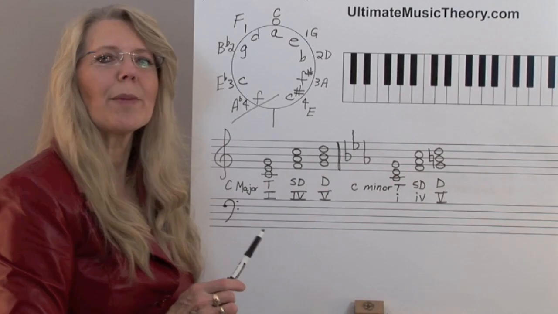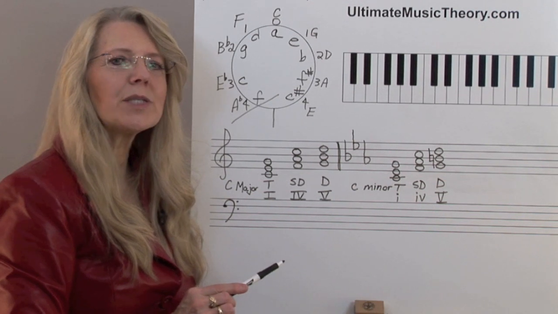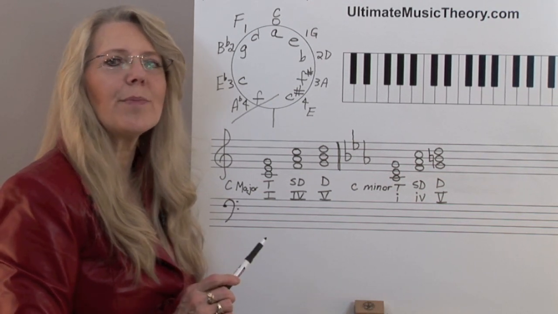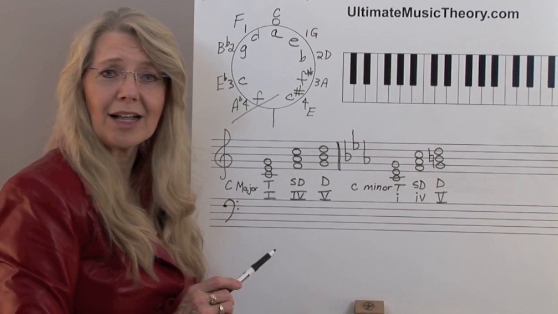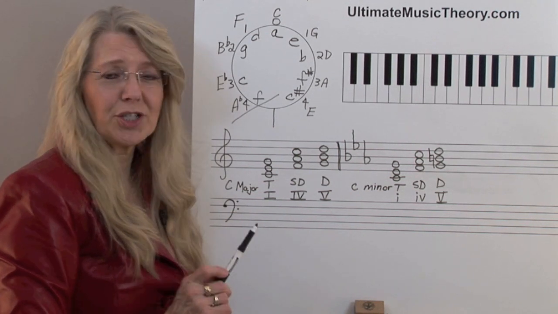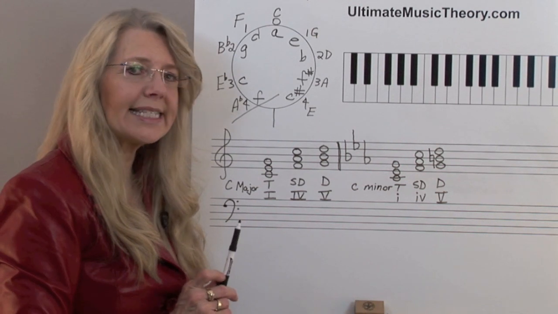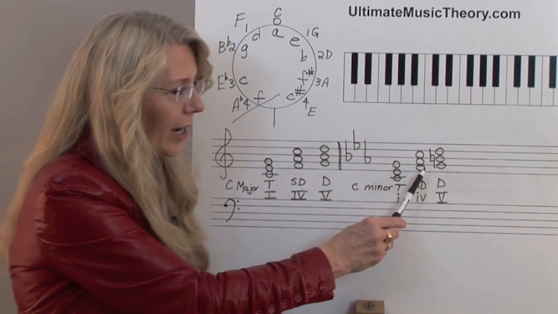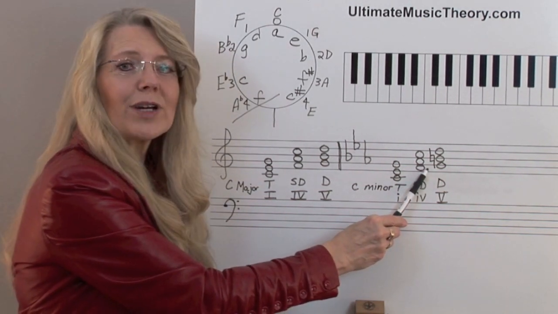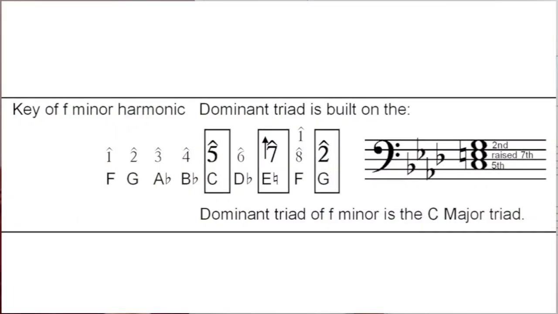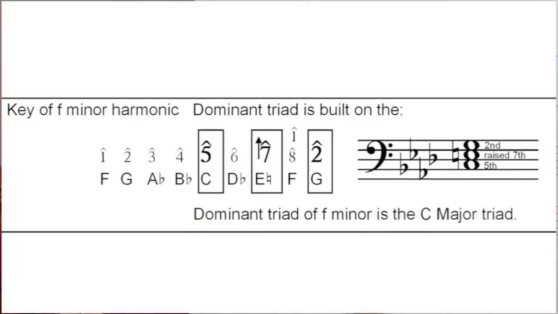Here's a little tip to remember the dominant triad, which is built on the fifth degree of the major or harmonic minor scale. It's always major. A dominant triad of a minor key uses the raised seventh note of the harmonic minor scale. For example, the dominant triad of F minor is the C major triad.